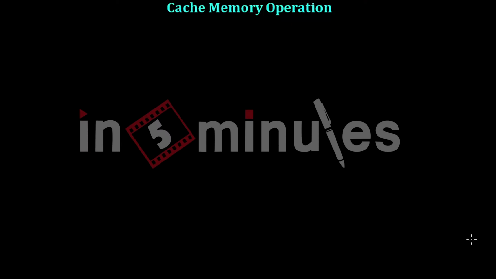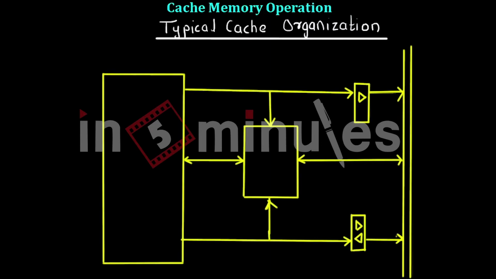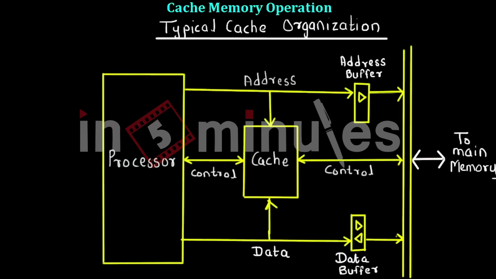In this video, we are going to study basic operations performed with the cache memory. First of all, let's have a look at the typical cache organization. The major components in this organization are the processor, the cache memory itself, and two buffers, the address buffer and data buffer, which connect the address and data lines from the processor and cache memory to the system bus, which is connected to the main memory.